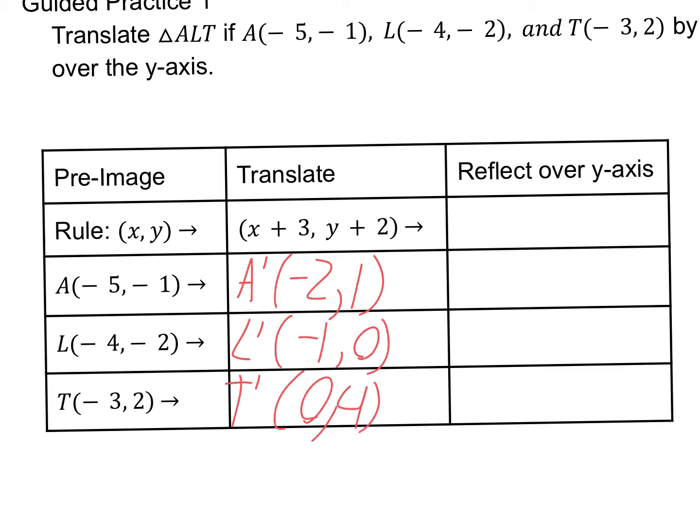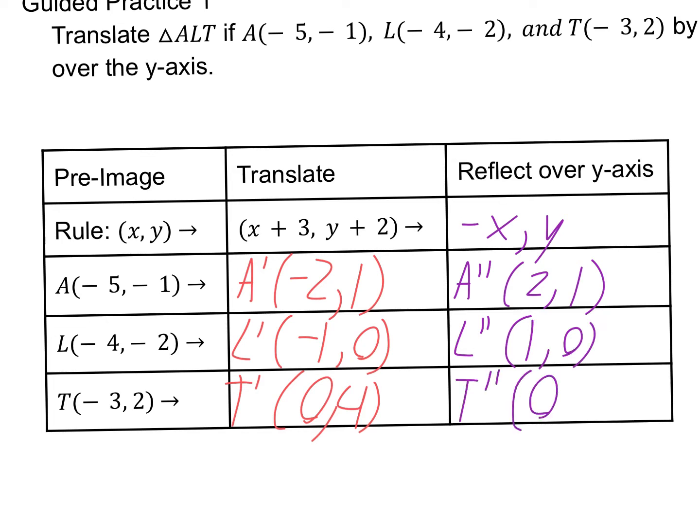It then wants me to reflect it over the y-axis. Reflecting over the y-axis means we're going to take our x and y and keep them in the same order, but we're going to swap the sign on our x coordinate. So A double prime is going to be 2, 1. L double prime is going to be 1, 0. And then T double prime is going to stay at 0, 4 because there's no such thing as a positive or negative 0. 0 is simply 0.